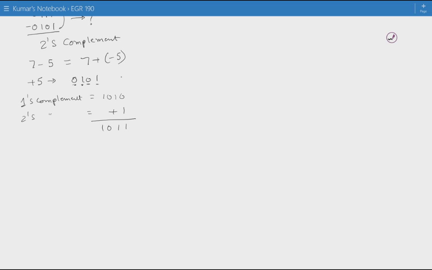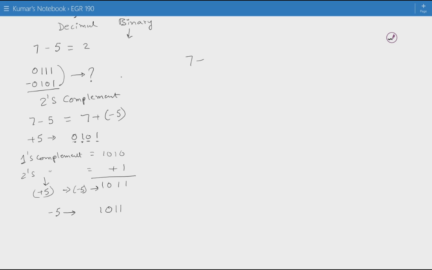So the 2's complement of plus 5 is nothing but negative 5, which is given as this. So a negative 5 in 2's complement is written as 1, 0, 1, 1. So what I'm trying to do here is, instead of doing 7 minus 5, we're doing 7 plus negative 5. So we have 7 as 0, 1, 1, 1. And negative 5, we have it here, 1, 0, 1, 1. So if you add it, let's see what happens.